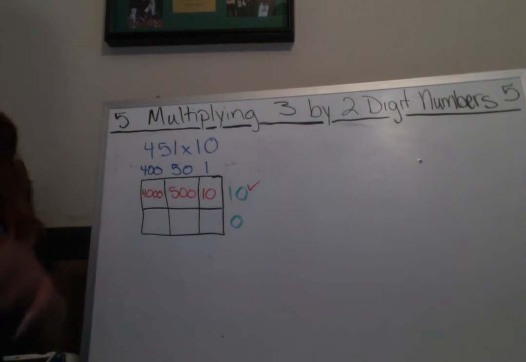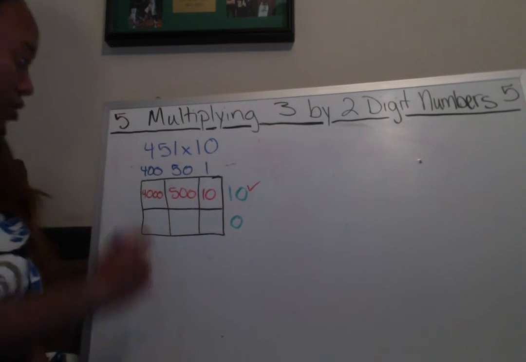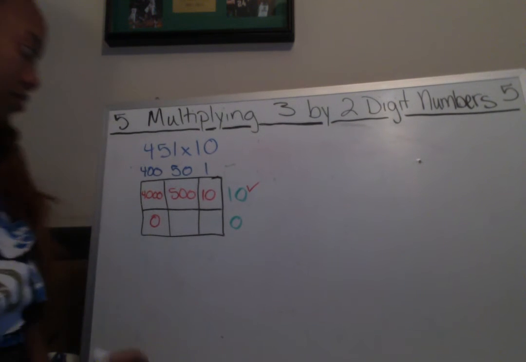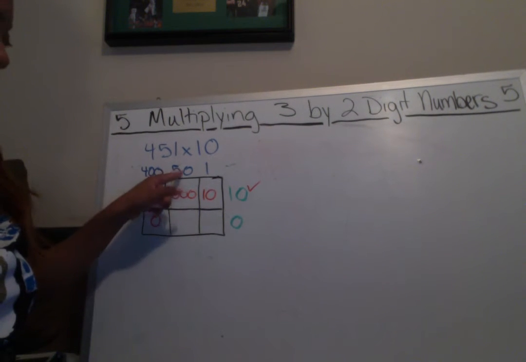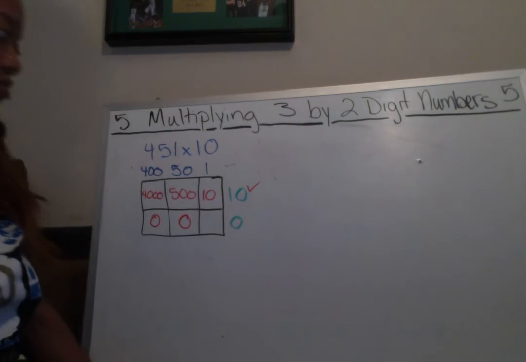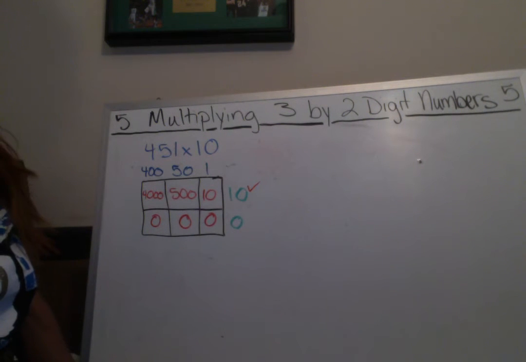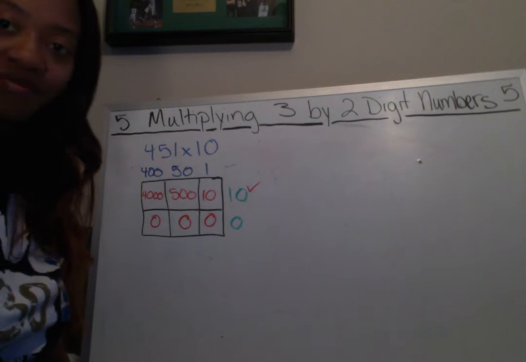So, the first one you're going to do is 400 times 0. That is 0. Then you're going to do 50 times 0. That also is 0. 1 times 0 is 0. And then after that, you add them up.